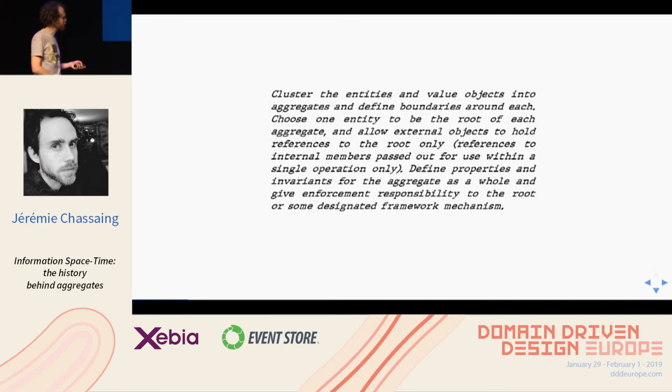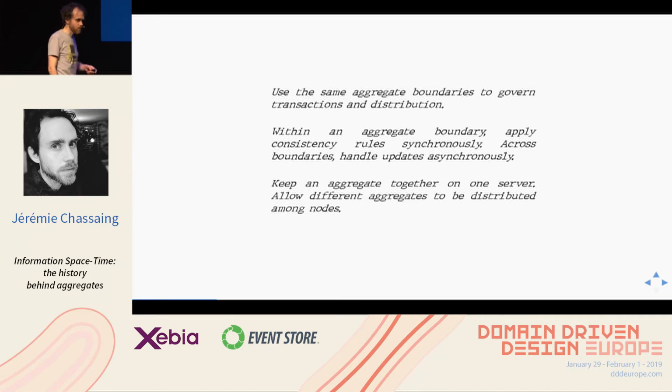What is interesting is this, which comes just after, and that says use the same aggregate boundaries to govern transactions and distribution. Because aggregate is also, firstly, a distribution and partitionability pattern. This is what we will talk about. Within an aggregate boundary, apply consistency rules synchronously; across boundaries, handle updates asynchronously; keep an aggregate together on one server; allow different aggregates to be distributed among nodes. Great. What does it mean?